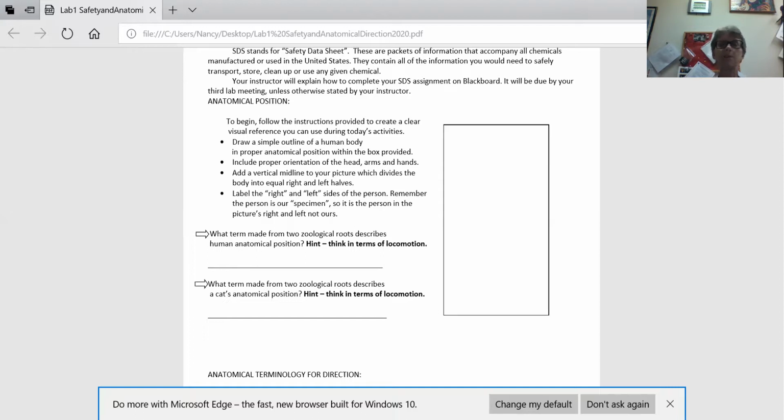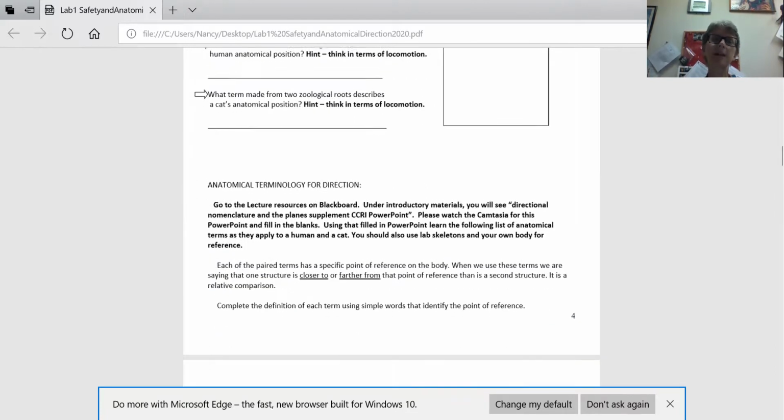And then the two questions you have to answer here after you draw your little picture is, what two roots describe human anatomical position? And the hint here is think locomotion. How do we get from point A to point B? And how does that compare with how a cat gets from point A to point B? So you need to give that a little bit of thought there.